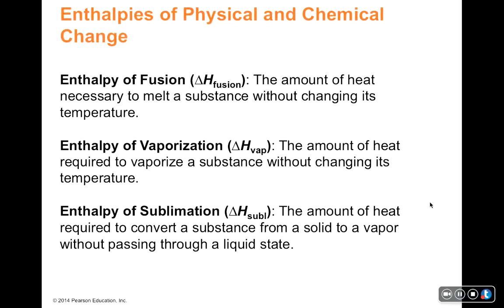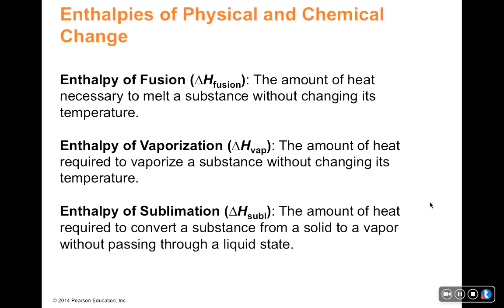A couple more definitions of what we mean by different types of enthalpies, and then we'll use these in some problems. Enthalpy of fusion is defined as the amount of heat that is needed to melt the substance without changing its temperature, so just keeping it at the melting temperature. What is the amount of heat that's needed to essentially take it from a solid to a liquid?